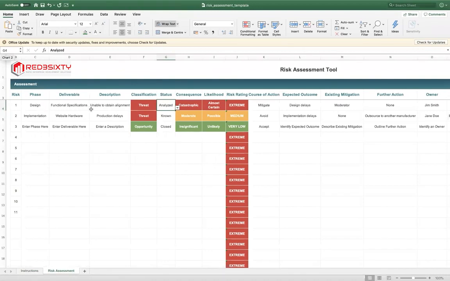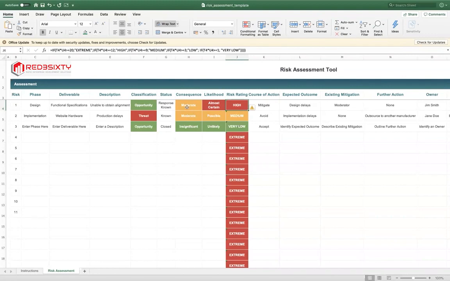So being able to capture what specific details of that risk is, being able to look at whether or not this is a threat or an opportunity, making sure that we know whether or not that is analyzed, whether we know how to respond, what is the consequence, so moderate impact, likelihood, going from possibly unlikely to almost certain, and what is the risk rating. That risk rating would be then automatically calculated based on the input.